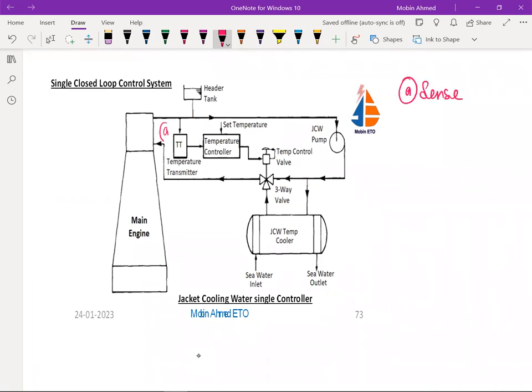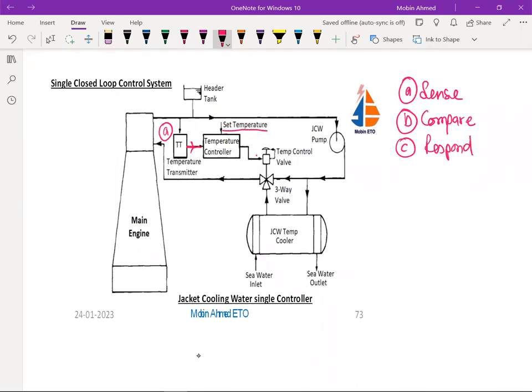Okay, so this is the A. Then it is going to be compared with the set temperature. So that is the B, that is the compare. So with a set temperature and the feedback, that is what the feedback it is getting, it is being compared with that one. And the temperature controller is going to respond as per the deviation. So that is the response.